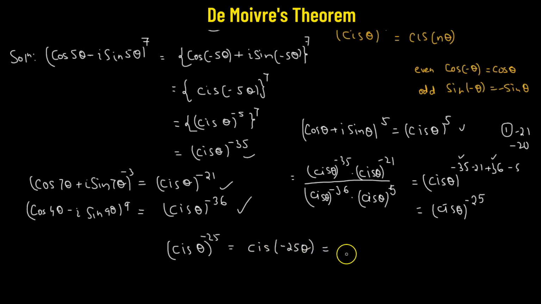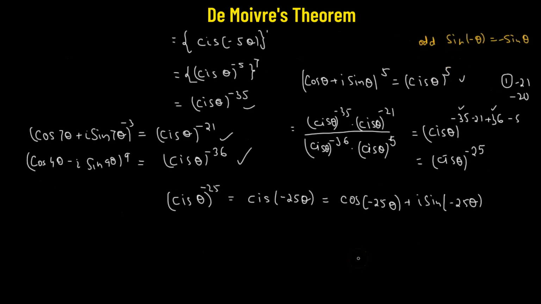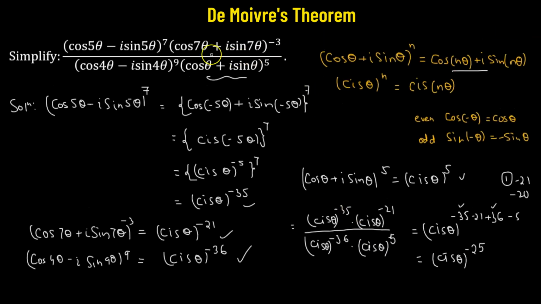And if we expand it, this is going to be cosine of negative 25 theta plus iota times sine of negative 25 theta. We know that cosine is an even function, so we have positive cosine of 25 theta, and sine being an odd function, we have negative iota times sine of 25 theta. So this is going to be our simplified form of the given expression.